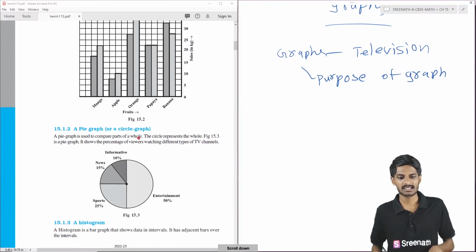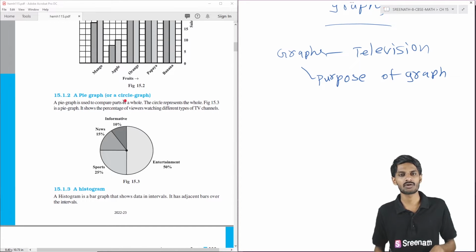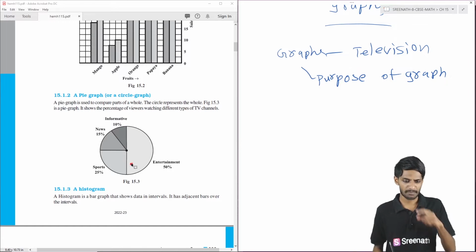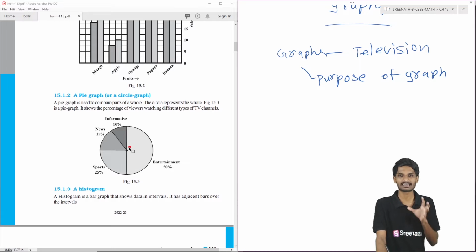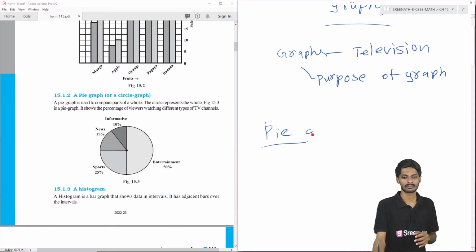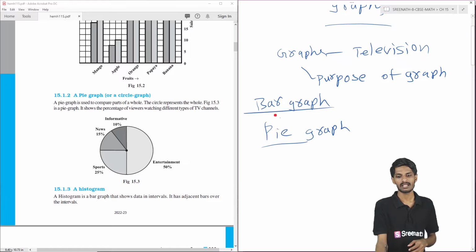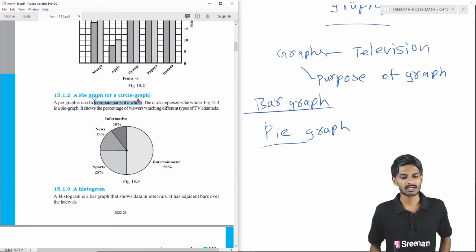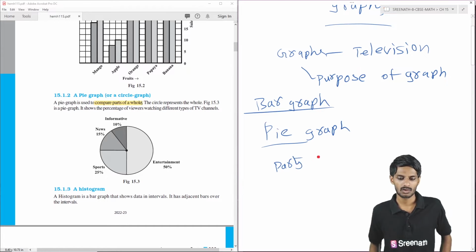So next thing is about the pie graph or circle graph, students. It looks like a circle. Before that was the bar graph, next is the pie graph. It is used to compare parts of a whole. What are these, students? Parts of a whole.